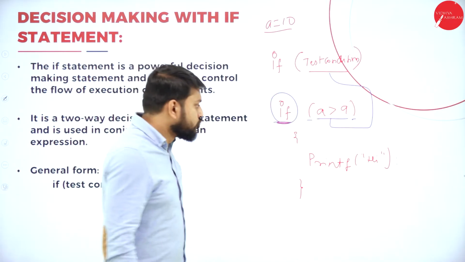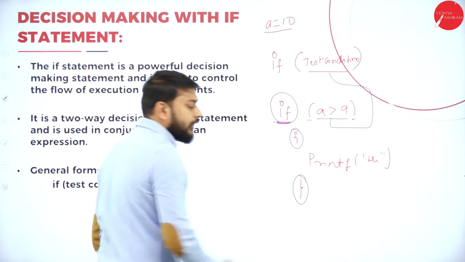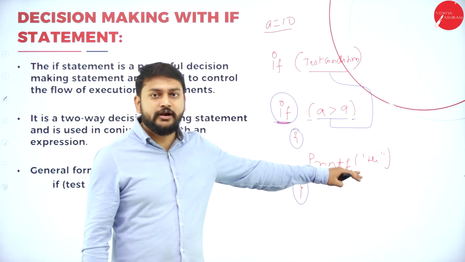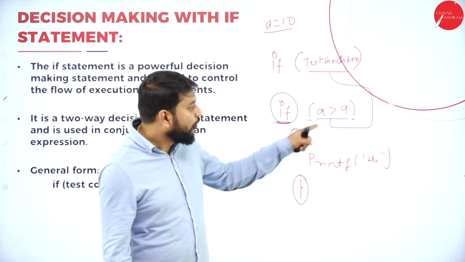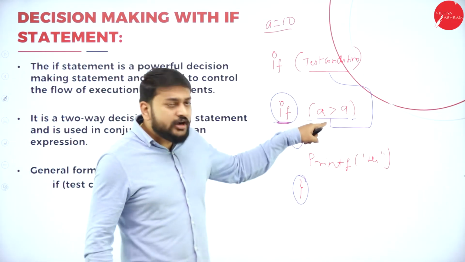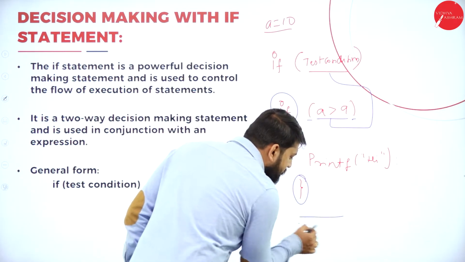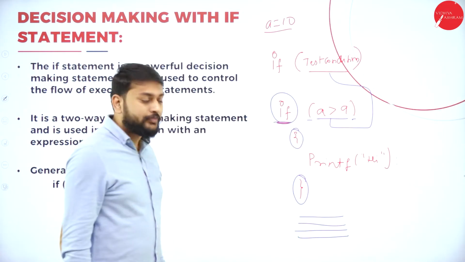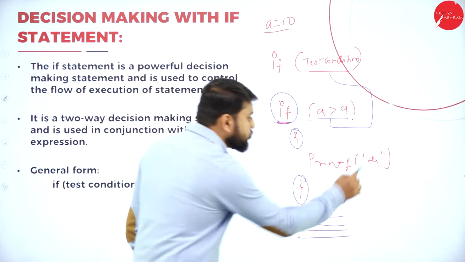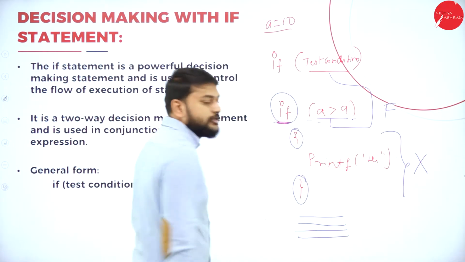What happens? Whatever I have within this flower bracket, please observe this flower bracket, I have only one statement. This statement will be executed when this condition is true. Suppose this condition is false, I will have some other statements here, and it will start executing from that statement. This part will be skipped if this condition is false.